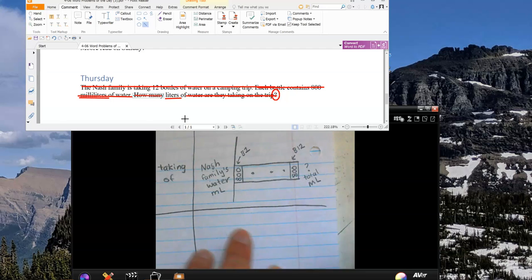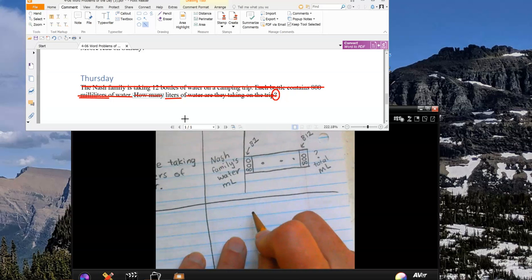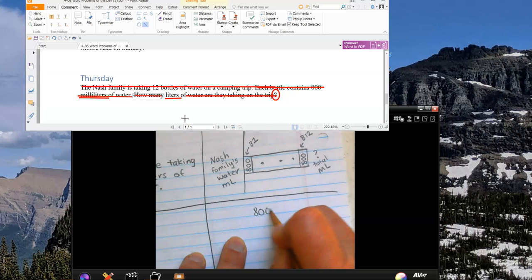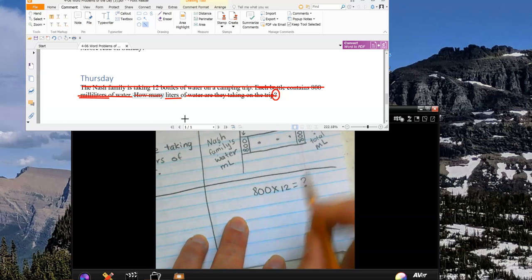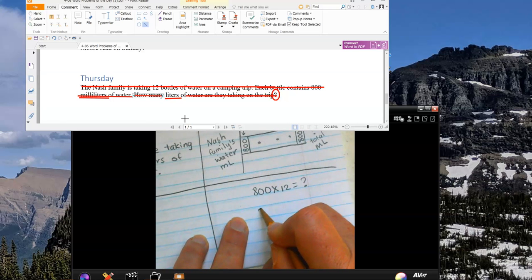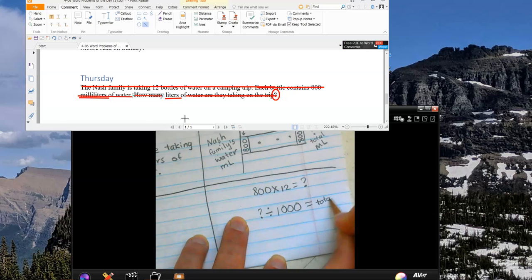So I'm going to write an expression. First of all, I know that 800 is going to be multiplied 12 times to get my total milliliters. And then once I have my total milliliters, I'm going to divide that number by 1,000 because there are 1,000 milliliters in 1 liter. And by doing that, I'm going to then get our total liters.